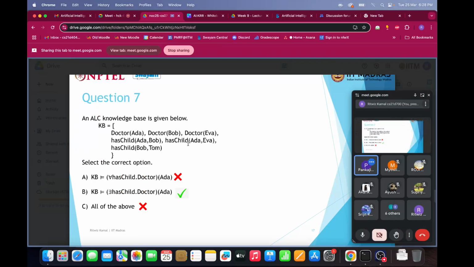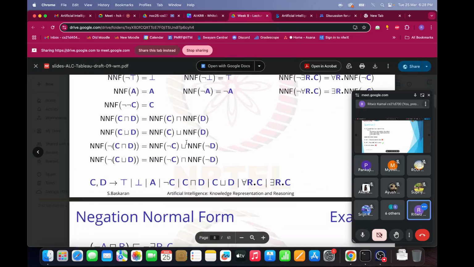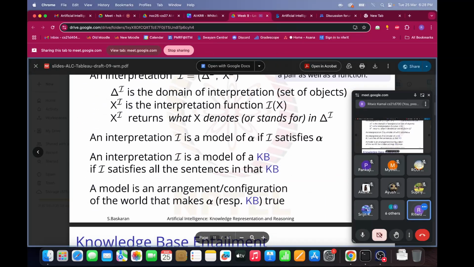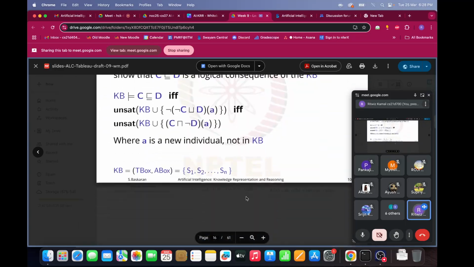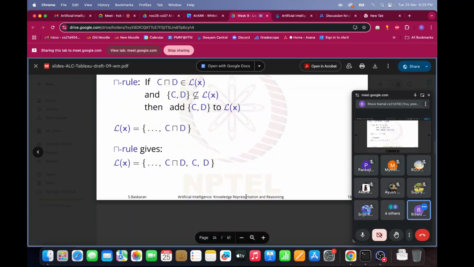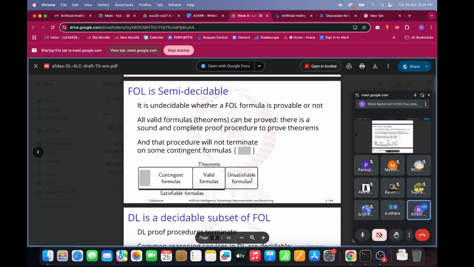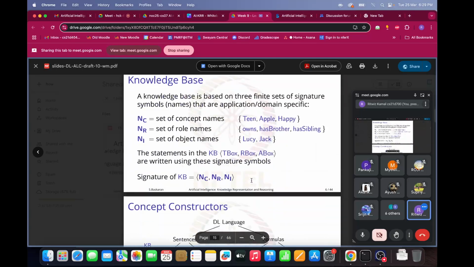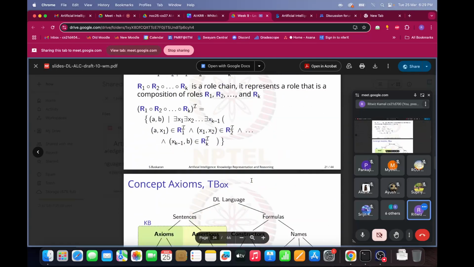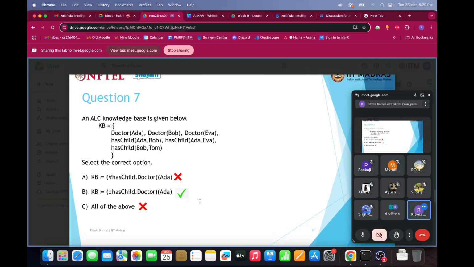Has this example been covered in the lectures? Then maybe we can verify it from the lecture slides. Do you remember if this example has been covered in the lectures? Okay, I don't think so. Anyway, I think it means that Ada has a child named someone. But let me also think about it. If the answer changes, I'll keep you posted in the next live session.